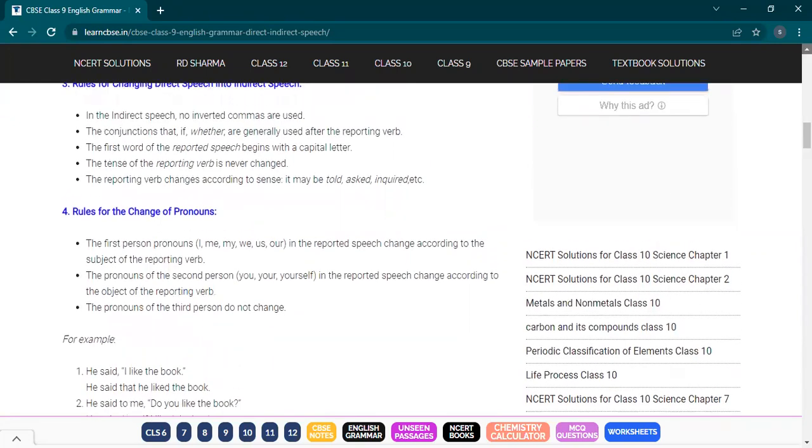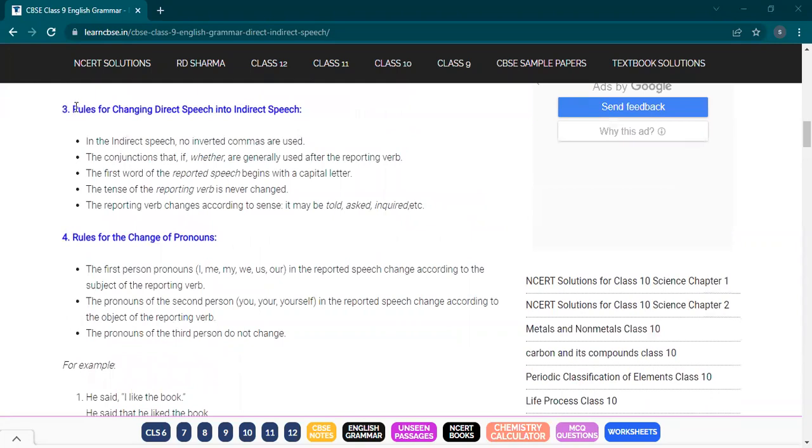Okay? Now, third thing is, we are going to see the basic rules for changing direct speech into indirect speech. Now the direct words, when we convert them into indirect words, what are the rules which are applicable? First of all, no inverted commas. We remove inverted commas in the answer. Then after that, the conjunctions that, if, whether are generally used. After removing inverted commas, to join the two parts of the sentence, we will be using conjunctions that, if, whether, etc. Basically these three are used: that, if, or whether. That is very commonly used. If or whether are used in cases of interrogative sentences. I guess you know that.